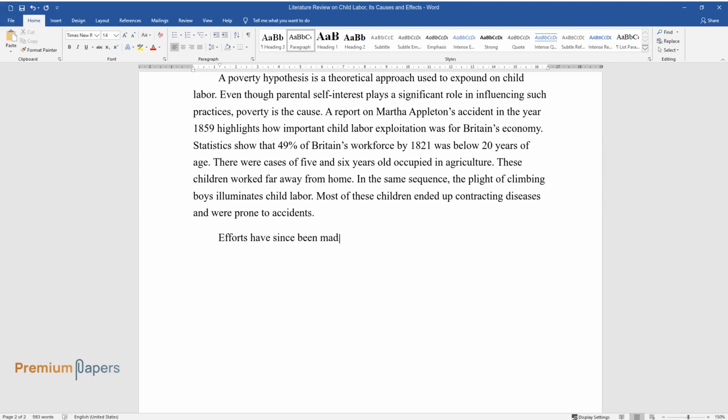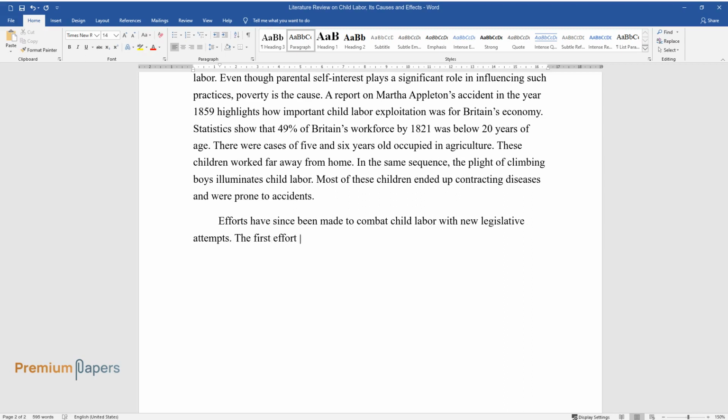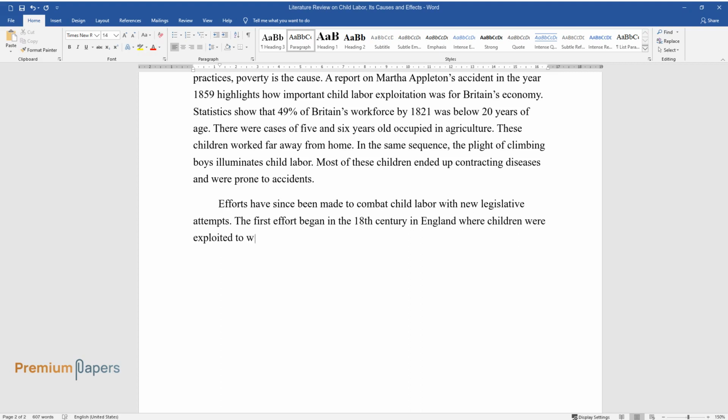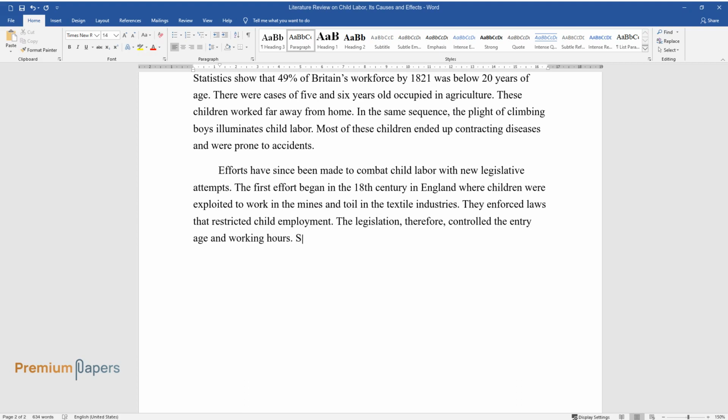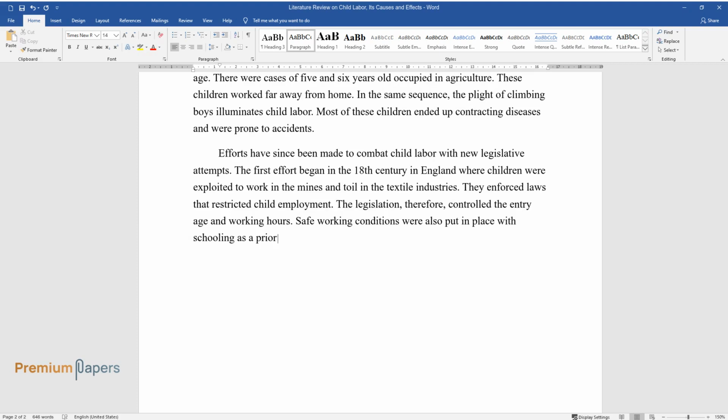Efforts have since been made to combat child labor with new legislative attempts. The first effort began in the 18th century in England, where children were exploited to work in the mines and toil in the textile industries. They enforced laws that restricted child employment. The legislation, therefore, controlled the entry age and working hours. Safe working conditions were also put in place, with schooling as a priority.